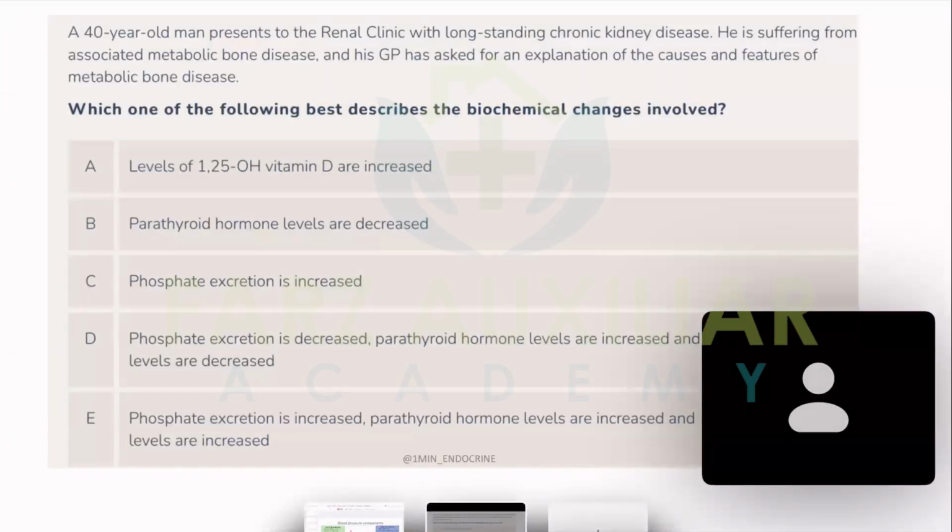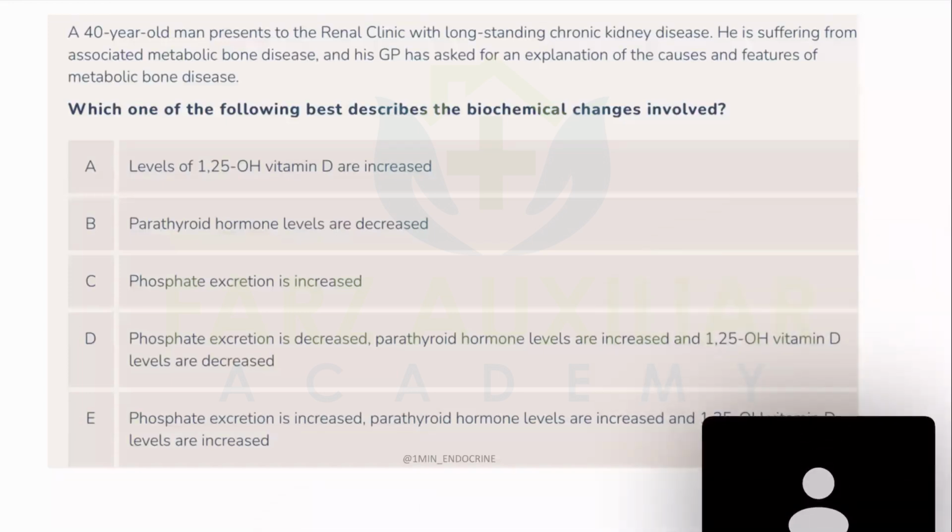I think everybody knows that in chronic kidney disease, there is some issue with the phosphorus and the calcium, right? What happens with the phosphorus is that the phosphorus excretion is decreased. So immediately option C and option E become wrong. Phosphate excretion is not increased. In fact, we have to use drugs like phosphate binders or sevelamer to help with phosphate excretion. So phosphate excretion is decreased, and only option D remains, where parathyroid hormone levels are increased and the active form of vitamin D levels are decreased.